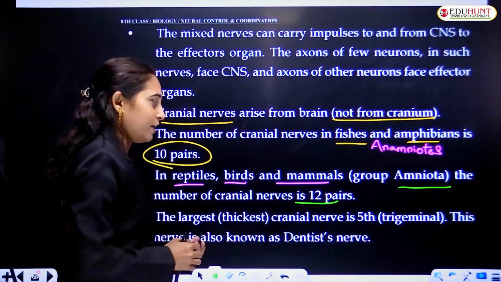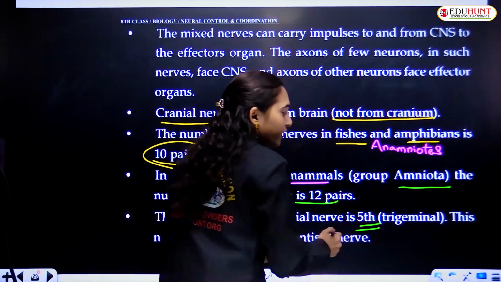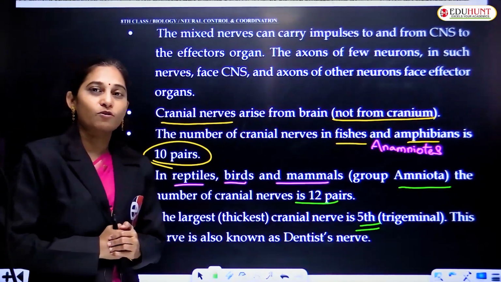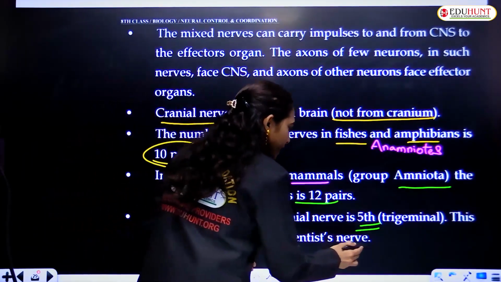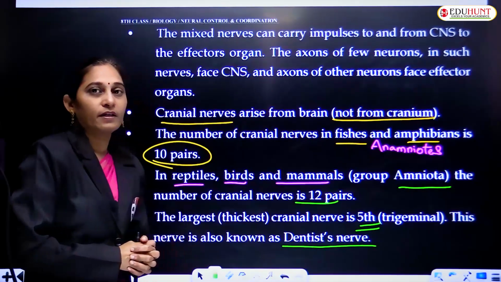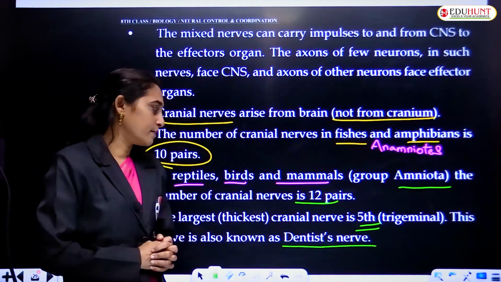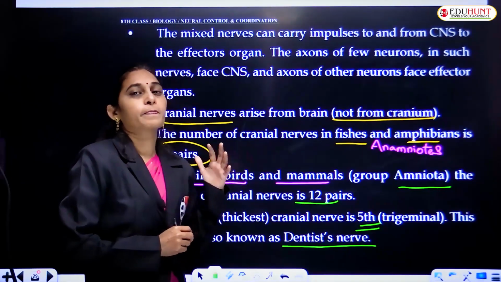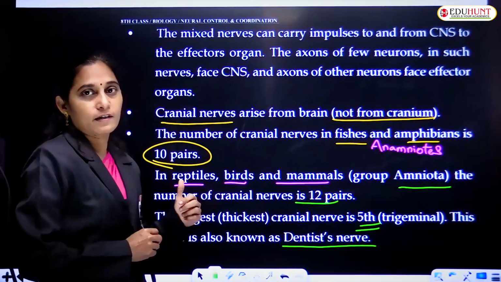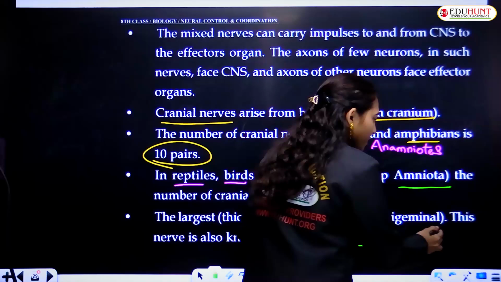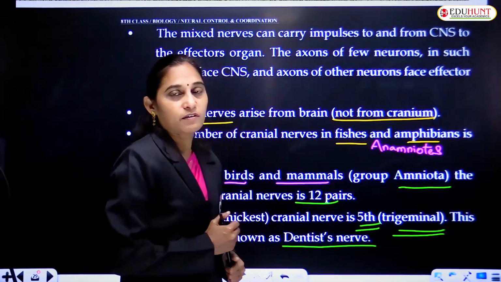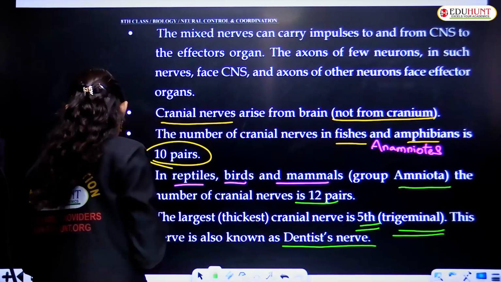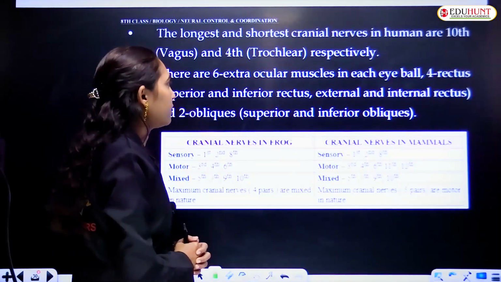And the largest, that is the thickest cranial nerve, is the fifth nerve. It is called the trigeminal nerve. This nerve is also known as the dentist nerve. It is the fifth cranial nerve, which is the thickest among the other cranial nerves.